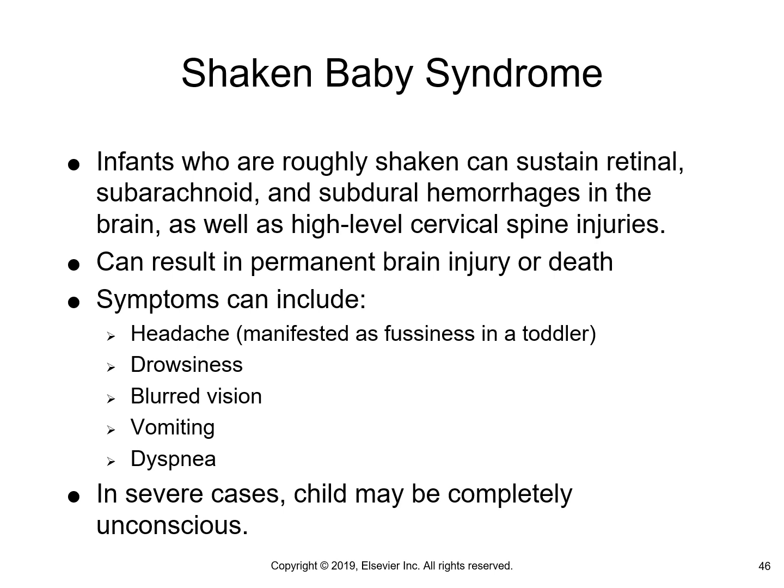Shaken baby syndrome, very important for us to talk about. Shaken baby syndromes are those infants that are roughly shaken. Roughly shaken infants can sustain retinal, subarachnoid, and yes, subdural hemorrhage in the brain. Even cervical spine injuries. You can cause those things by doing the shaken baby syndrome. It can even result in permanent brain injury or death.